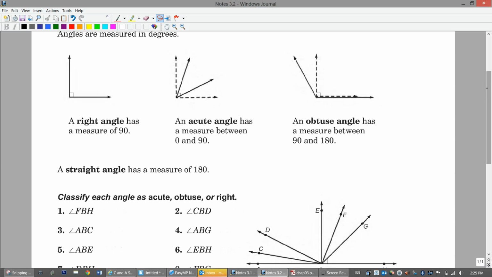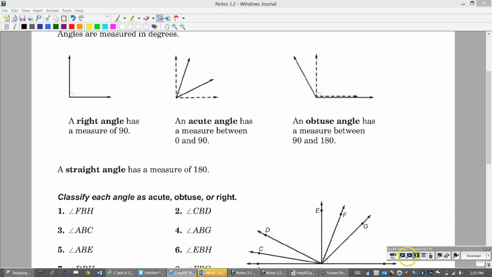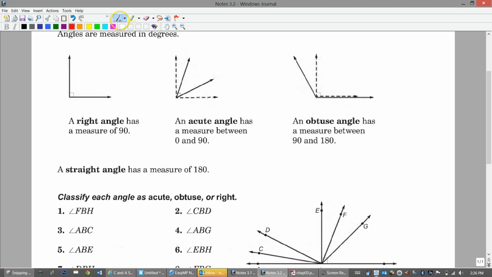So remember, there's 3 different ways to classify angles. There's actually kind of 4, I suppose. There's a right angle, which is 90 degrees, right? There's an acute angle, which is less than 90 degrees. There is an obtuse angle, more than 90 degrees, but less than 180.